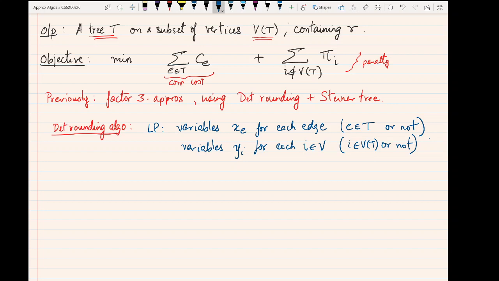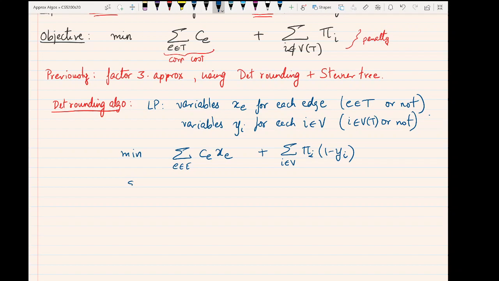Okay, so on the basis of this, the LP objective is going to be the minimum over the assignments of variables, connection cost incurred, plus a penalty for the vertices that are skipped. What are the constraints? Well, if you recall, most of these tree problems had got an exponential number of constraints. This was no different. We had given a separation oracle for it.